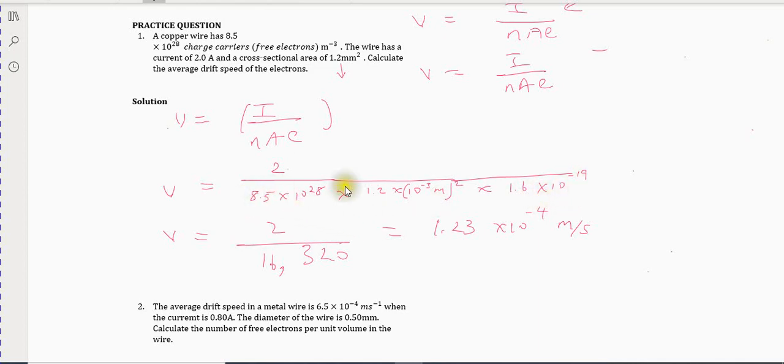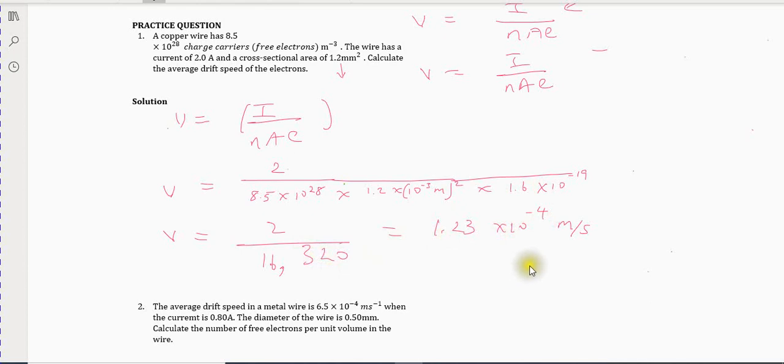When I put the denominator in my calculator and square, whenever we're doing this part here, we're dealing with powers. Power to power, we multiply. So that's how we get minus 6 when you put it in your calculator. We end up with 2 divided by 16,320. Whenever I do my final calculations, I get 1.23 times 10 to the minus 4.